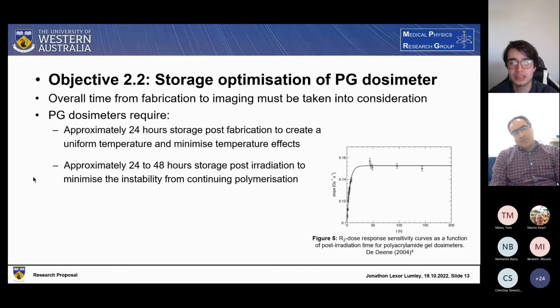So by storing it and getting a uniform temperature, we won't have certain regions showing less sensitivity, which could be interpreted as less dose, for example. And in terms of polymerization post-irradiation, again, decreasing the overall differences in polymerization that would be continuing would help to represent the true amount of dose in the gel.